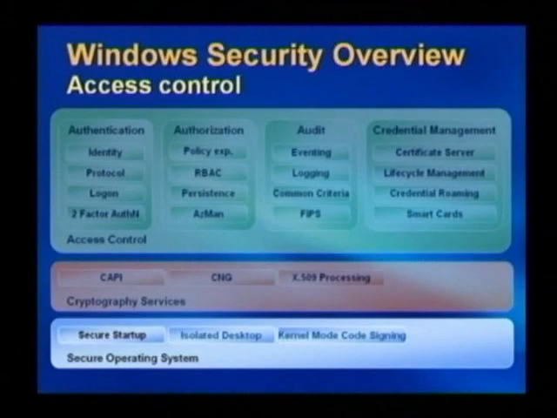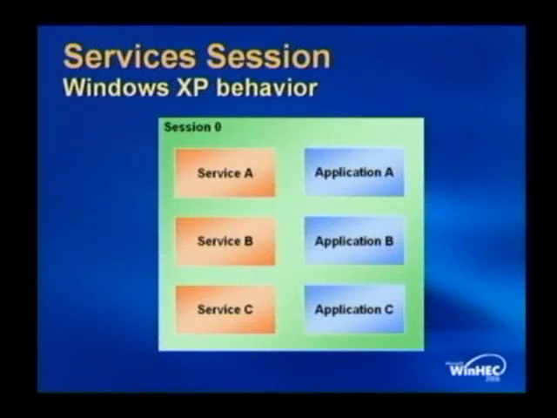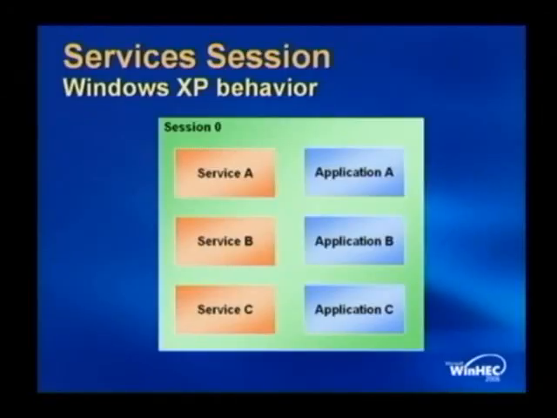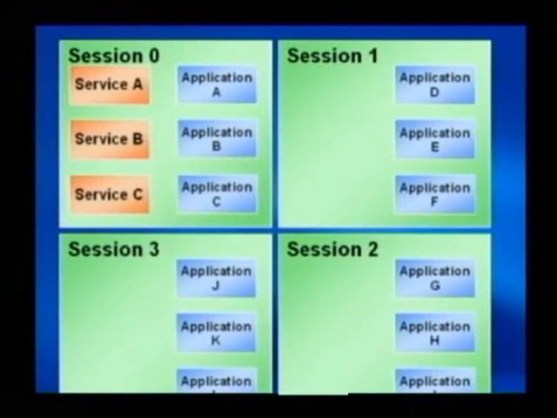So we'll start with the bottom layer, the secure operating system, and especially what we call the services session, or the isolated desktop. In Windows XP, we have the notion of sessions, and basically session 0 is the first session that logs onto the machine. If we are joined to a domain, then it's the only session we'll have on the machine. And if we are working in a home user or fast user switching mode, then session 0 is the first user that logged onto the machine, and in a home scenario, we'll have additional sessions for each user that logs onto the machine.